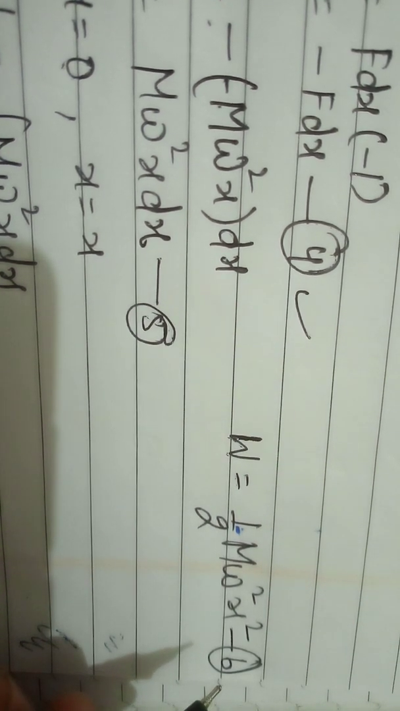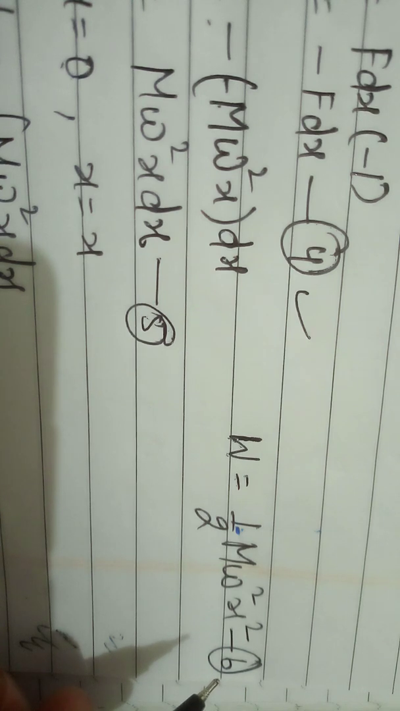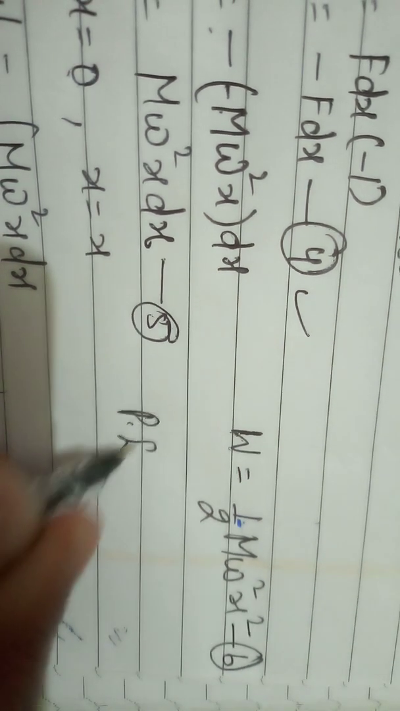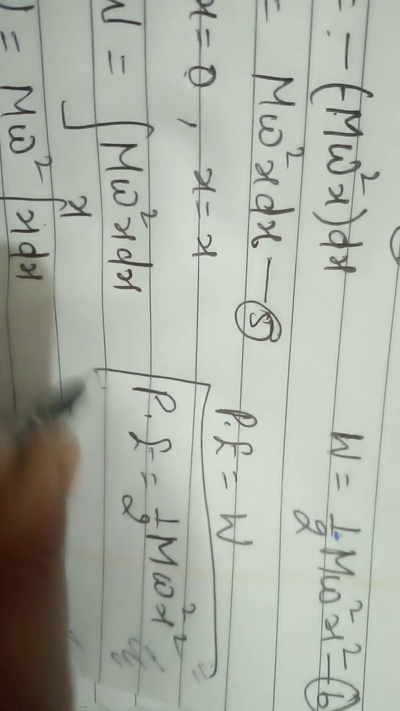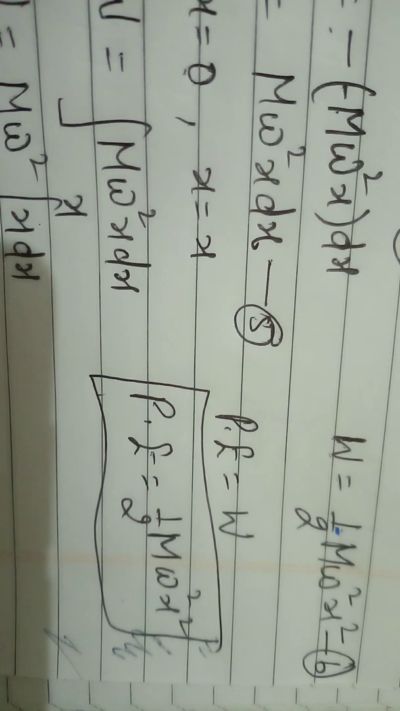So the potential energy of the particle executing SHM at a point P is given by the work done, which is stored as the potential energy of the particle. It means that potential energy is equal to W. So potential energy is equal to half m omega square x square. Students, in this way we can calculate the value of potential energy.